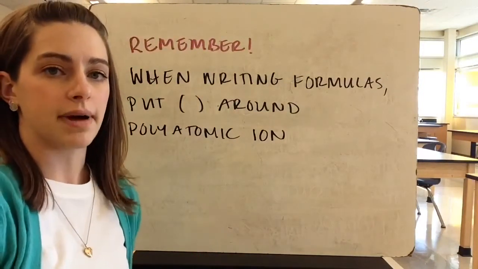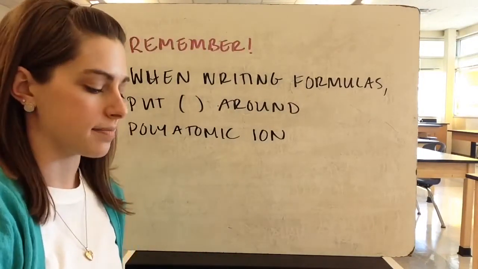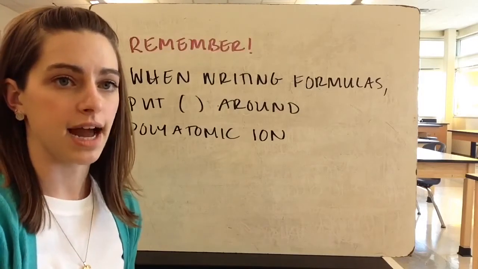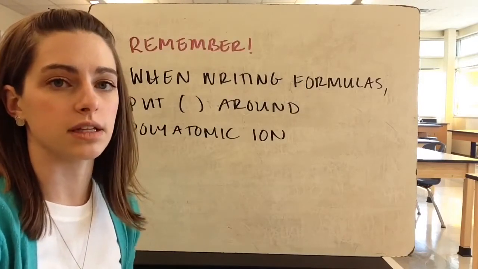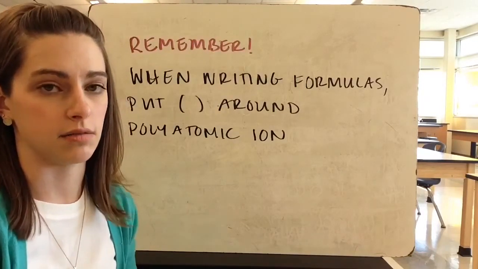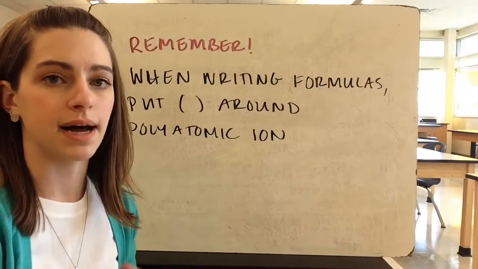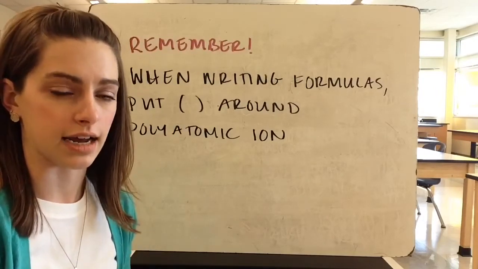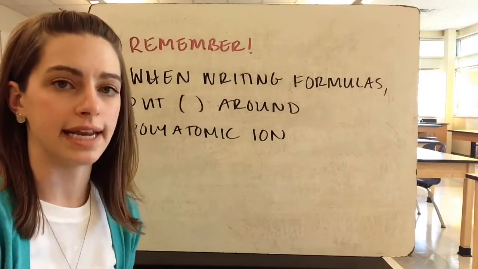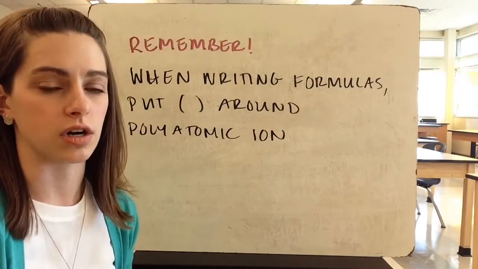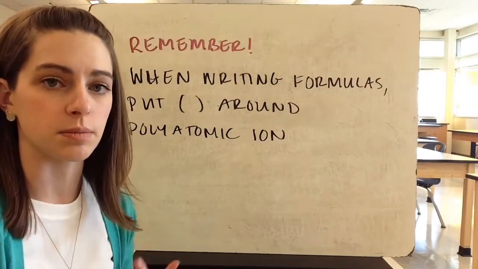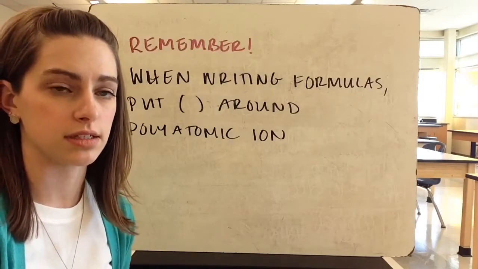The additional reminder when we are talking about ionic compounds with polyatomic ions is that when we write the formulas, we have to put the polyatomic ion in parentheses. Because remember, it's polyatomic and it's an ion. So it's a molecule made up of many atoms that overall is charged. So we treat it as one unit. So we have to put parentheses around it when we're writing the formulas.